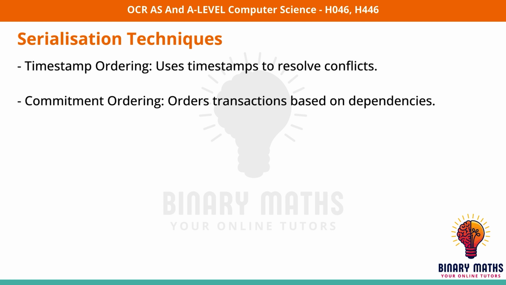Serialization ensures that transactions are processed in a sequence, preventing interference or lost updates. Two common techniques are timestamp ordering, where each transaction is assigned a timestamp, and conflicts are resolved based on order of timestamps, and commitment ordering, where transactions are ordered based on their dependencies and initiation time. For example, if two users try to update the same record, the system will process the transaction with the earlier timestamp first.